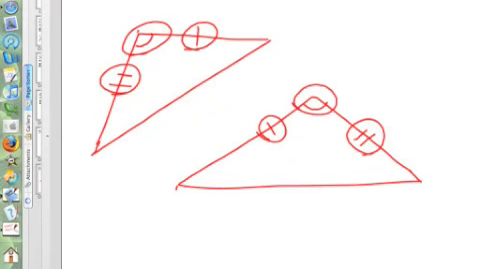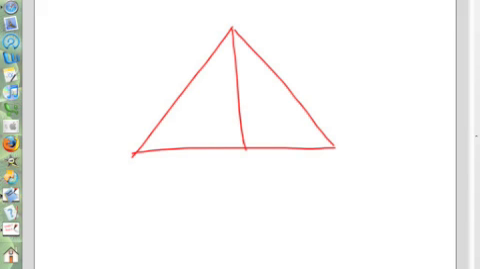and an included angle, then you can say yes, the triangles are congruent through the side, angle, side postulate. So you don't have to try to make the five.